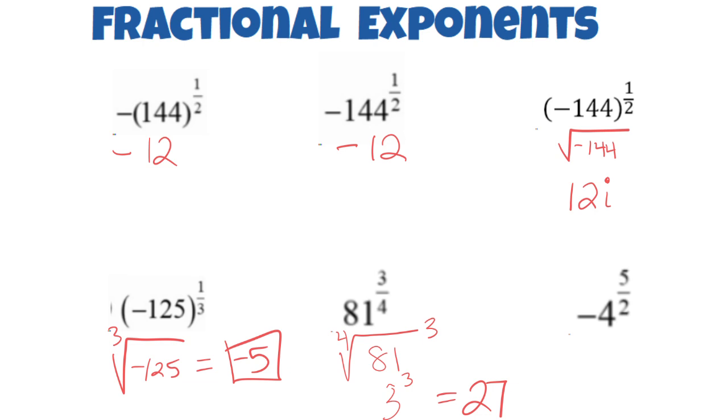Okay, so I am going to square root so it looks like this. The negation happens at the end. I'm going to square root 4, and then I'm going to take it to the 5th power. The square root of 4 is a 2. And 2 to the 5th is 32. So my answer is negative 32 on that one.